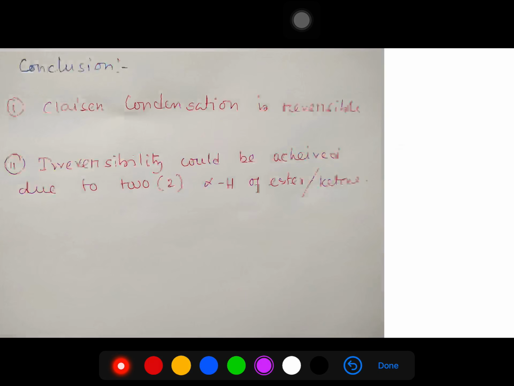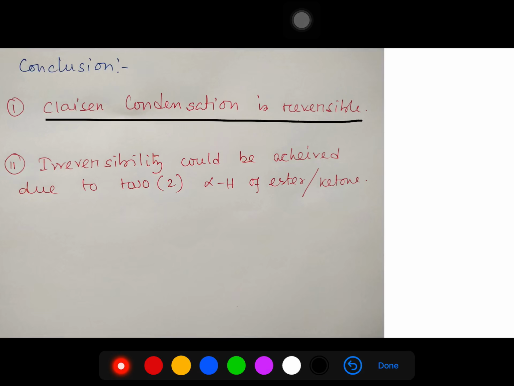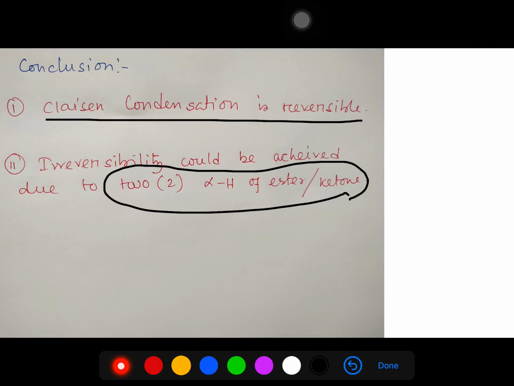Now in conclusion, what have you learned? First of all, Claisen ester condensation is reversible, point number 1. Second, irreversibility can be achieved due to the 2 alpha hydrogens in the ester or ketone. Ketone is a different thing, which is not this part, but since I told a generalized statement, 2 alpha hydrogens in the ester part is essential for this. So what we have learned: an MCQ problem about first reverse Claisen condensation, then Claisen condensation, the whole logic of why this particular step is followed and not others, logical justification and complete mechanism. So this is the end of this discussion.